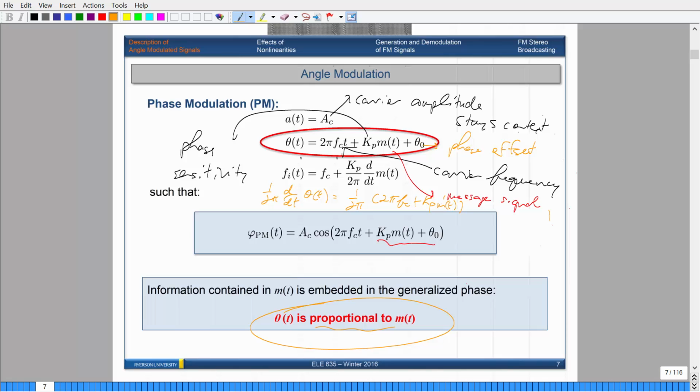And then the 2 pi's cancel, and this is the relationship that you get over here. Okay, so d by dt of m is just m prime. So you take the derivative, divide by 2 pi, and this is the relationship that you get. Okay, so that would be the instantaneous frequency over time.